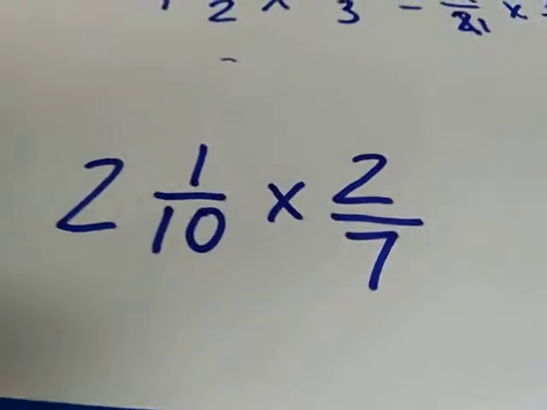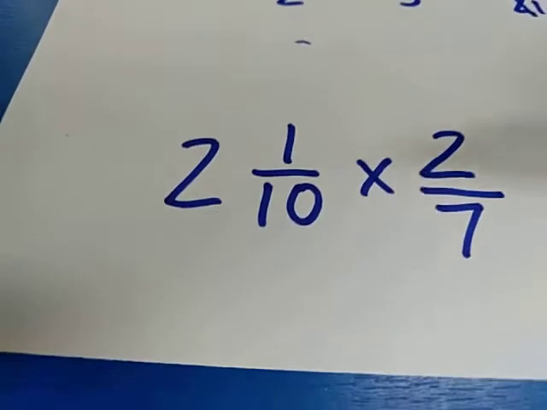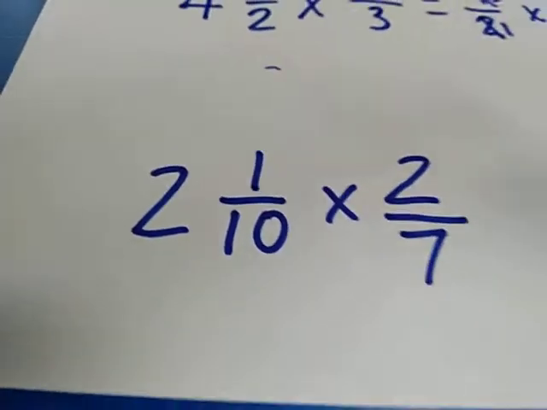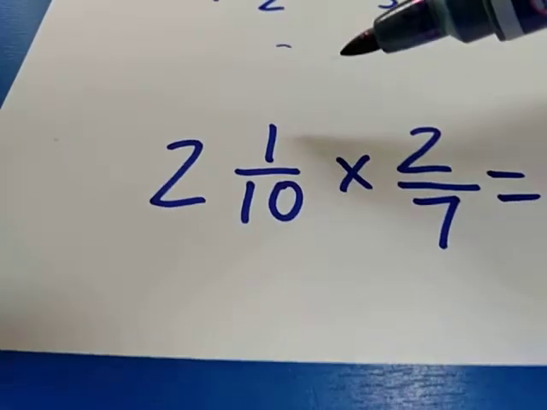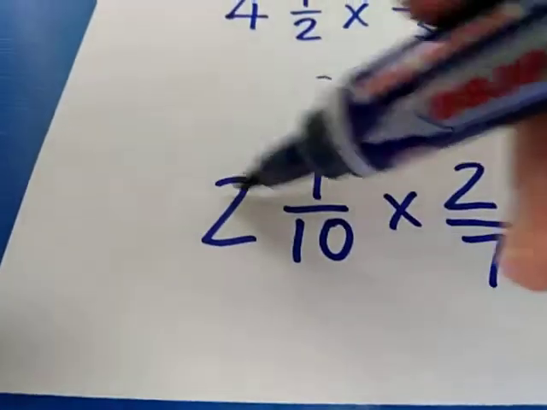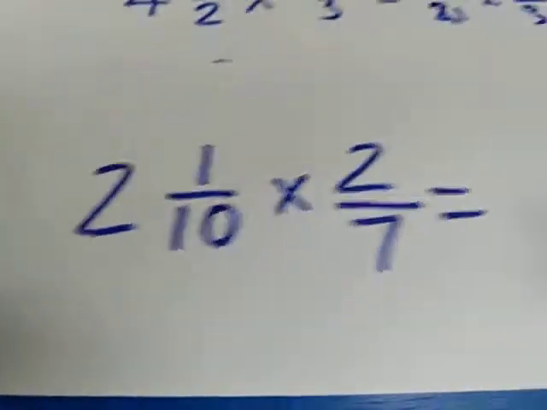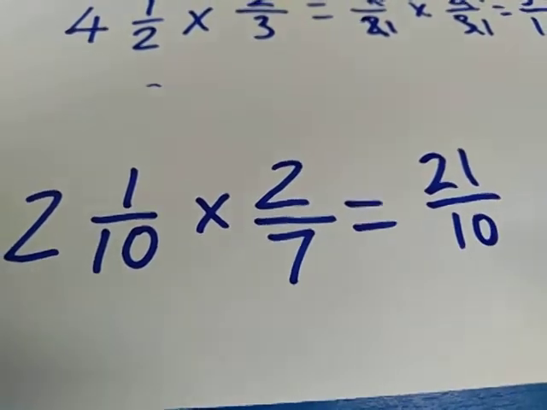Okay. Next one, we've got 2 and 1/10 multiplied by 2/7. So again, first thing, we need to do 2 and 1/10 into an improper fraction. So 2 times 10 plus 1 is 21 over 10.